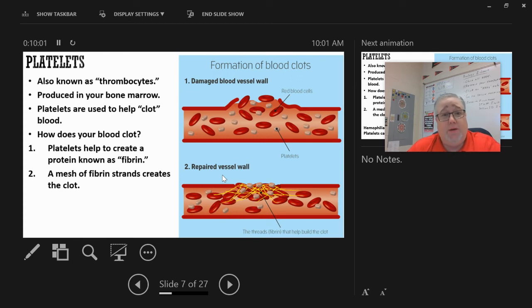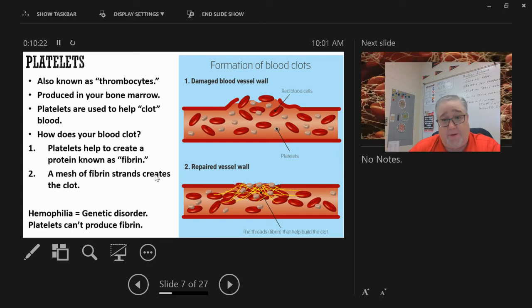Now, what they do is they create a protein. It's called fibrin. There's a couple steps to the process. We won't worry about that too much, but just know that fibrin is basically a protein that's produced by platelets to help kind of seal up that wound. We call that a clot, and that will cause the blood to not escape that particular blood vessel, which is a good thing.